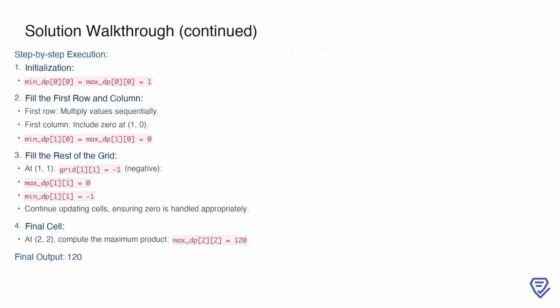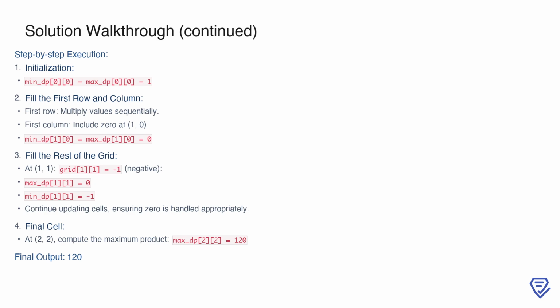In this next example, the grid includes a 0, which adds an important consideration to our calculations. As before, we start with initialization, setting min_dp[0][0] and max_dp[0][0] to the value at the top left corner, which is 1. Then, we fill the first row and column. The first row is straightforward, values are multiplied sequentially. However, in the first column, we encounter a 0 at position 1, 0. This means both min_dp and max_dp at this cell become 0.